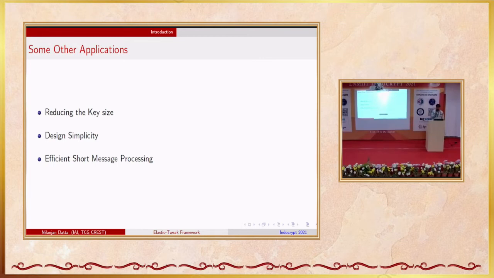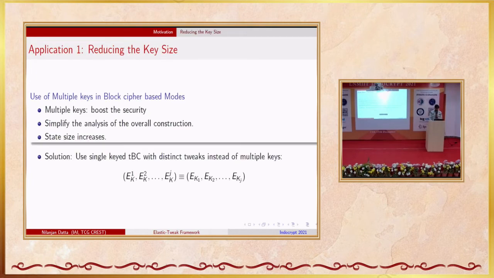One of them is reducing the key size. The second one is design simplicity, and the third one is efficient short message processing. So let's see them one by one. In reducing the key size, one can use multiple keys in block cipher based modes. Use of multiple keys may boost the overall security, and it can simplify the overall analysis of the constructions.